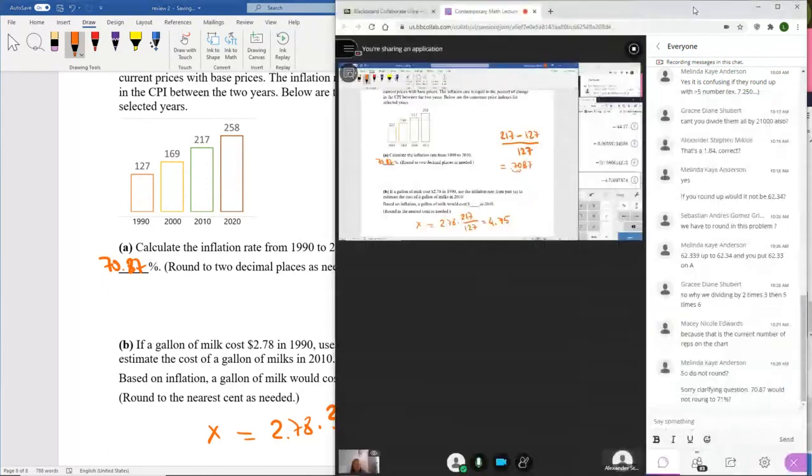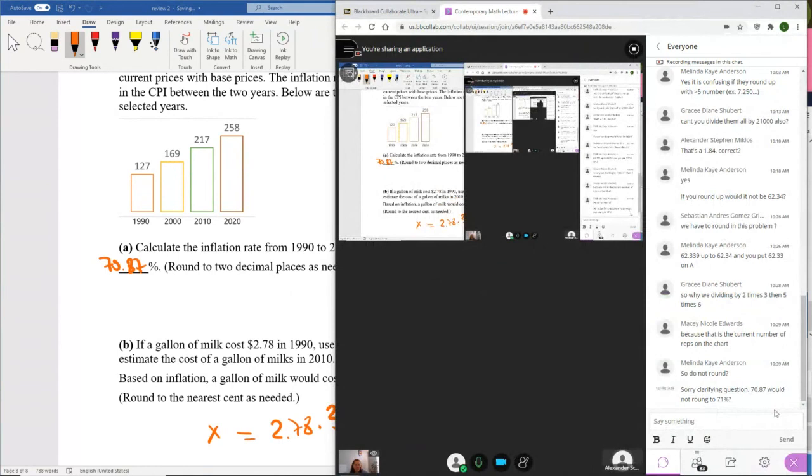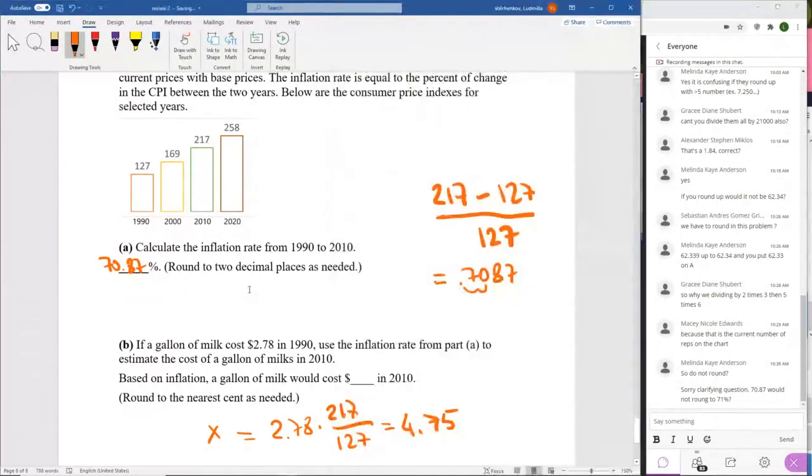So 70.87 would round to 71%, but here it is written round to two decimal places. Two decimal places are two places after the decimal point.